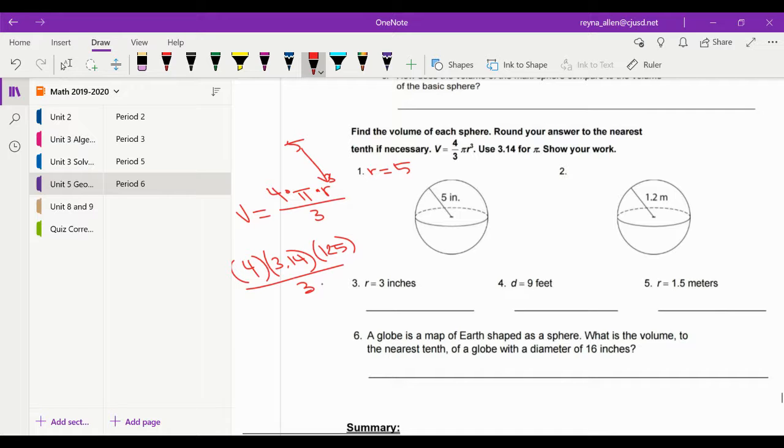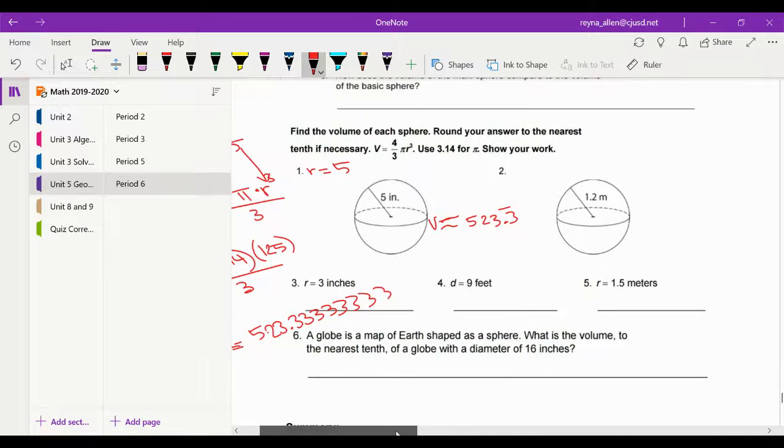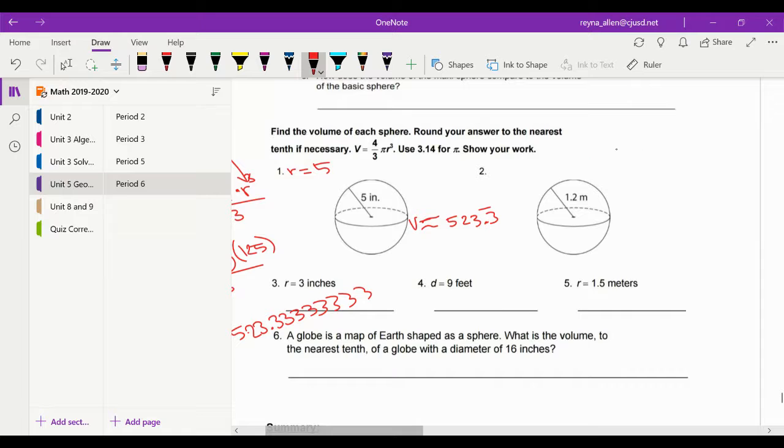So 4 times 3.14 times 125. That is 1570 and divide by 3. And that gives us, repeating number, 523.333333333. Or we can just say it's about 523.3 repeating. Okay, sure, one more, why not?